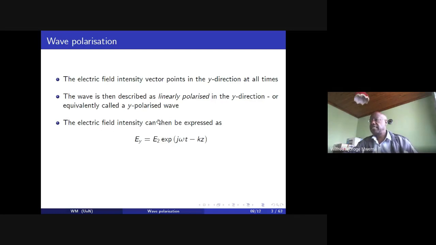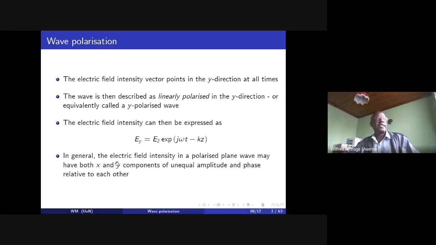The electric field intensity may then be expressed as Ey equal to E naught, or E2, multiplied by the exponent of j omega t minus kz. The j should actually be outside these brackets, so I should write j omega t minus j kz. This is a mistake I'll correct before I send you the slides. In general, the electric field may have an x component as well, and the two components may have equal amplitudes and phase relative to each other.